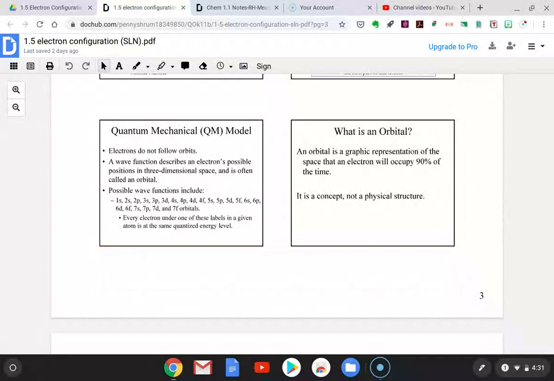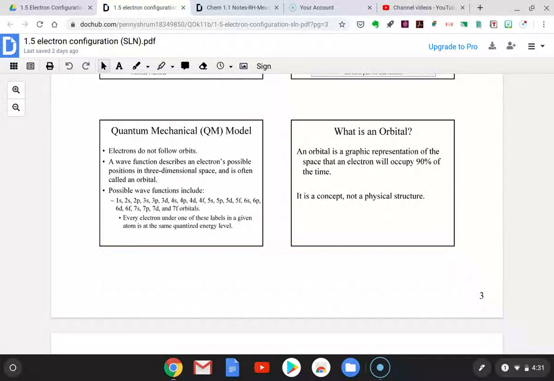In other words, any electrons that are in, let's say, the 2p wave function will have the same energy level. And again, that's a quantized energy level, meaning that these electrons can have certain amounts of energy that put them into this 1s wave function or 2s or 2p, but that's it. There's nothing in between. So it's one of these options and that's it.